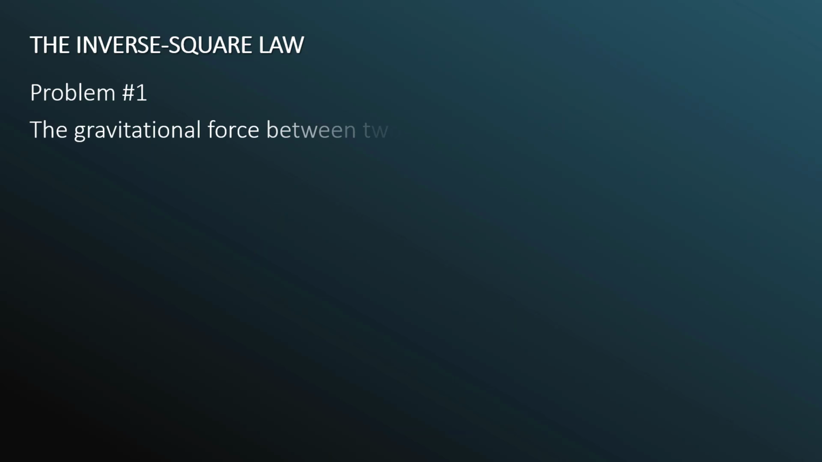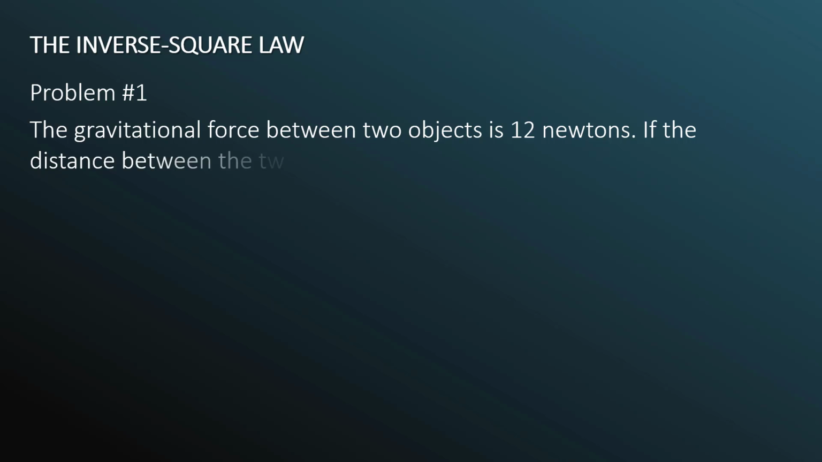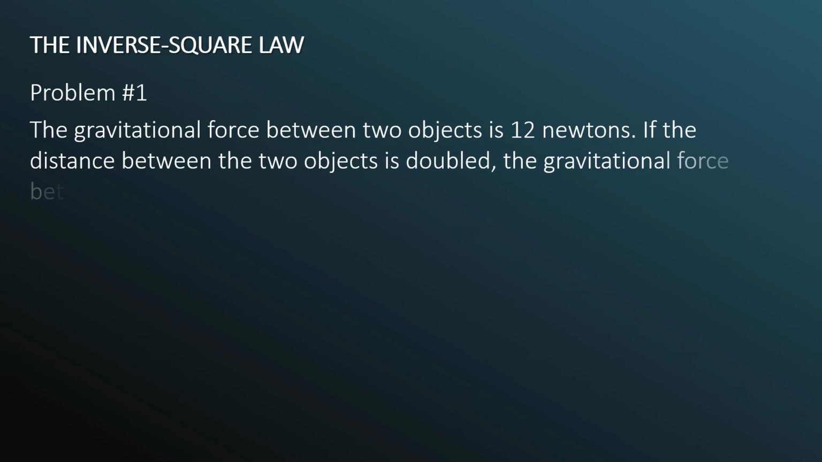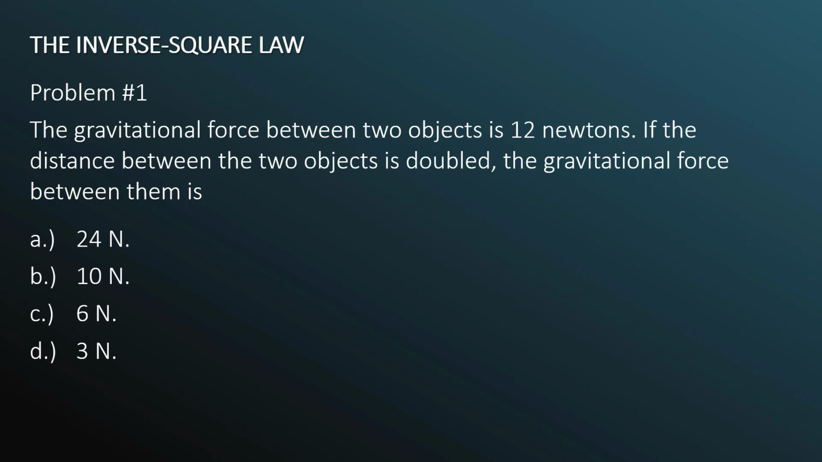Example: the gravitational force between two objects is 12 newtons. If the distance between the two objects is doubled, the gravitational force between them is A, 24 newtons, B, 10 newtons, C, 6 newtons, D, 3 newtons. How do we do this?